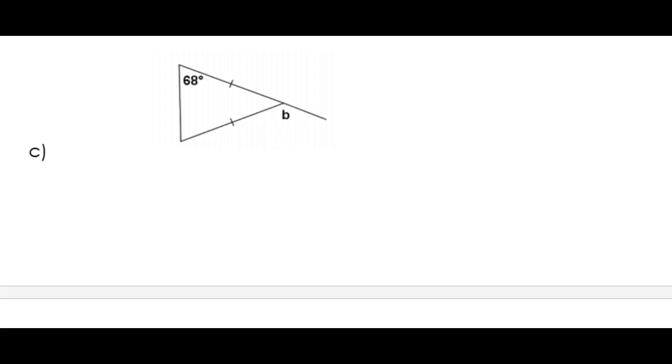So in this example, there are some markings on the diagram that I need to pay special attention to. Those markings show that these two sides right here are equal, and that makes it an isosceles triangle. That's important for me to consider because it automatically tells me that the angles opposite those equal sides are equal to each other. So for instance, if this angle across from this side is 68, then this angle down here across is also equal to 68 degrees.